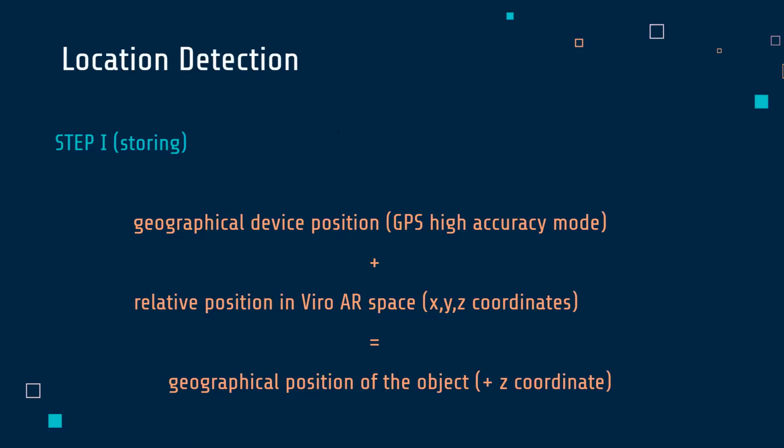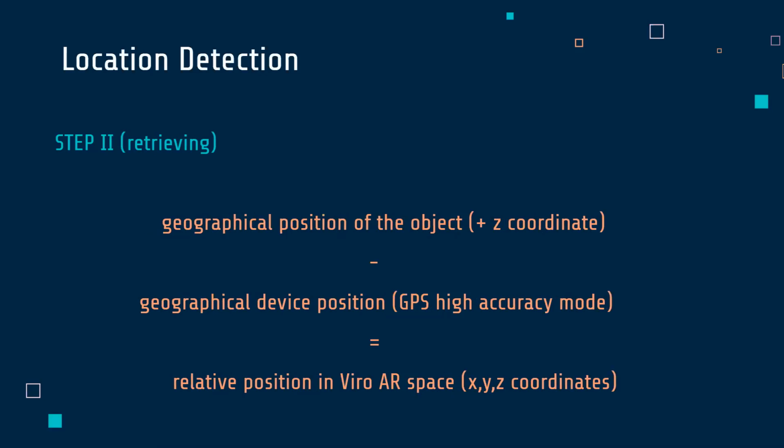We also combine that with the relative location of the AR object, because in our AR space, each object has XYZ coordinates relative to the location of the camera of the user. So we add these two pieces of information together, and we come up with the geographical position of the object. And we also store the Z coordinates, as we need that in order to reverse this process, in order to render fetched data from our service. So in the next slide, please.